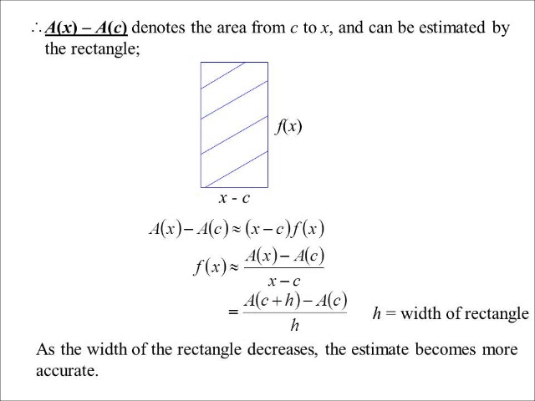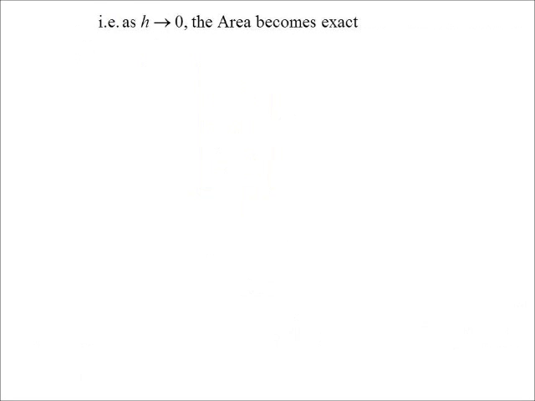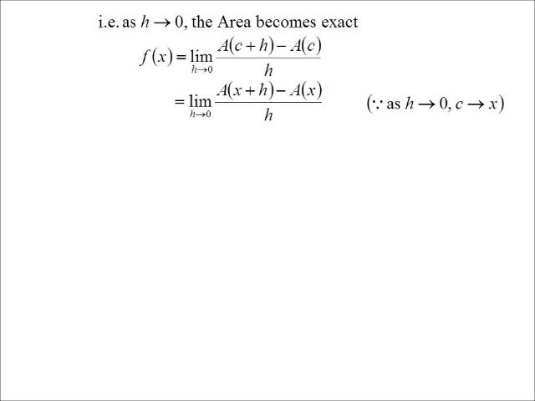So as the width of the rectangle decreases, our estimate is going to become more and more accurate. So if I use limits, if I say as H approaches 0, that area is going to become exact. We'll have an infinite number of rectangles, if you like. So I'm saying it's exactly going to be the limit as H approaches 0 of this area function when I sub in C plus H minus when I sub in C all over H. But of course, if H is approaching 0, C and X are approaching to be the same thing. So I'll just replace the C with an X.